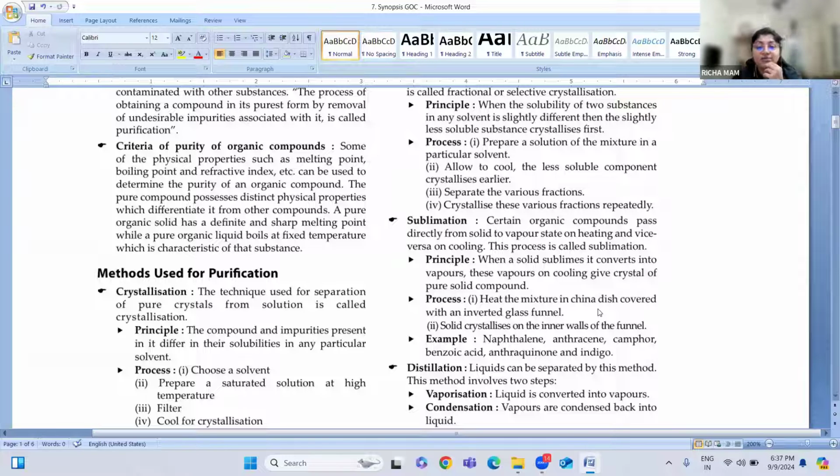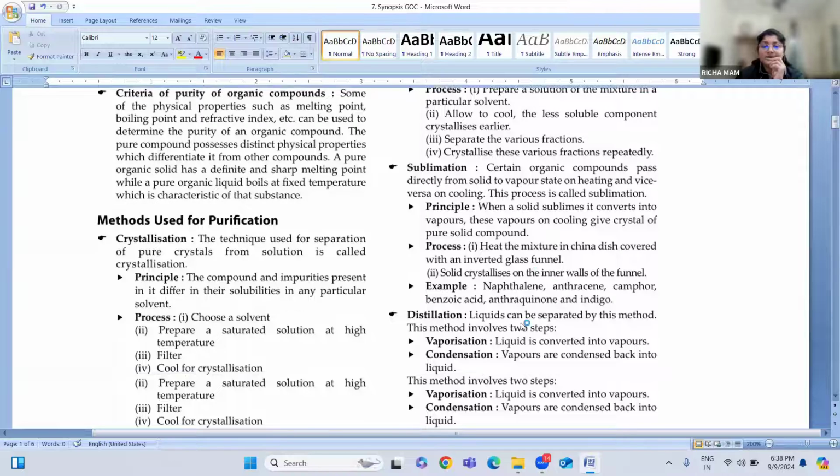You can take naphthalene balls, or camphor also. These do not convert into liquid. From solid, they directly convert into vapor state. So these are the examples of compounds of sublimation.